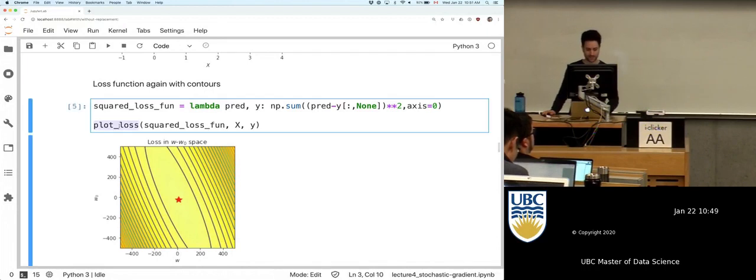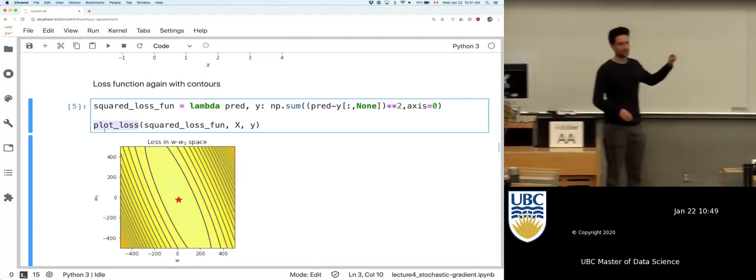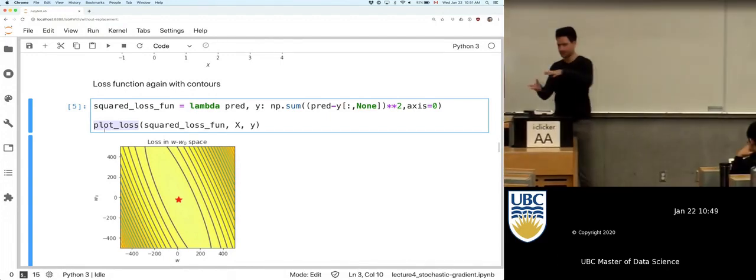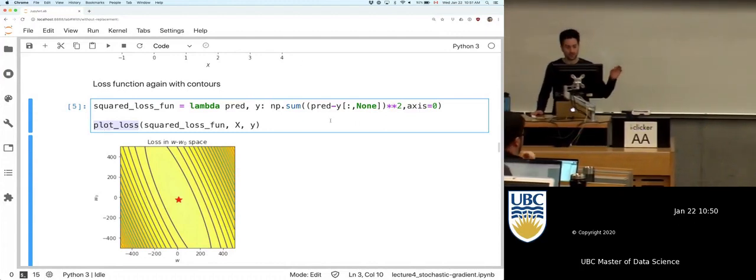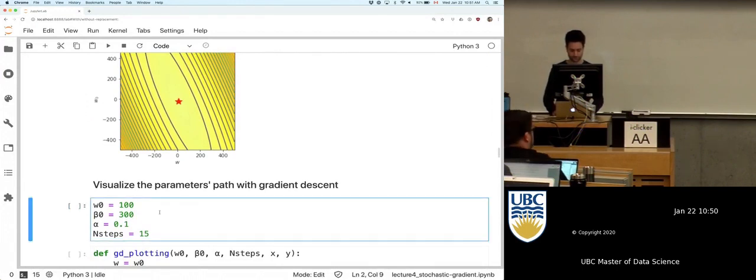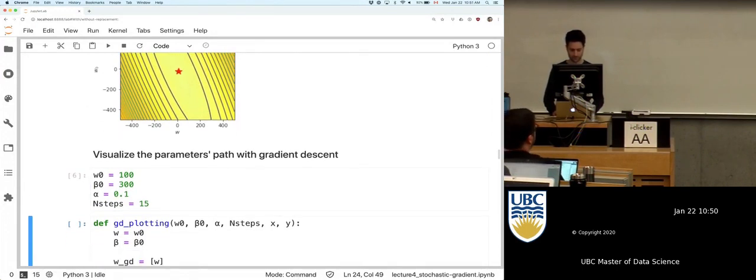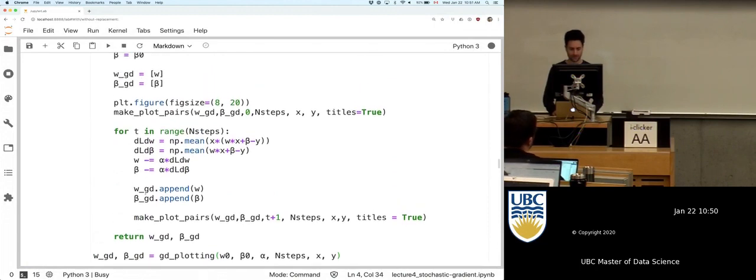By the way, I didn't want the notebook to be filled with plotting code, so I just put my plot functions in a .py file that's in the same directory, in case you're looking for it, and they're imported at the top. Okay, so here's what we're going to do now. I just have some code that does gradient descent.